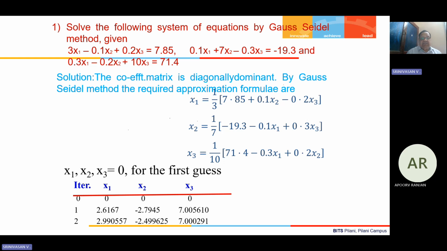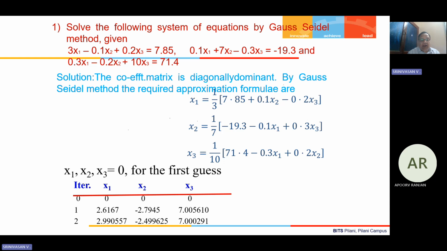Okay, anyway, just check. Look at the second equation. It's coming correct. See, you have 0.1 into x1, 0.1 into 3, it is 0.3, plus 7 into x2, that is 7 into minus 2.5, that is minus 17.5. Is it right? Minus 0.3 into 7, that is 2.1. So minus 17.5 minus 2.1, you get minus 19.6 plus 0.3, minus 19.3. That is right. Right hand side is correct. Second equation is satisfied. How about the third one?